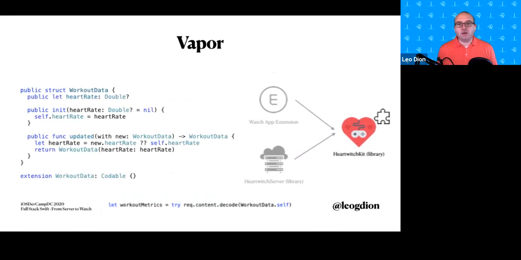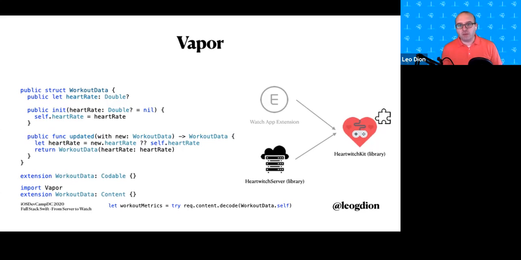So here's the code that's in Heartwitch Kit that is used by both the server and the watch app. All it does is contain a heart rate, and then all I have to do is make sure that it implements Codable and I'm good to go. On the server, there's a little bit of tweaking. I also need to add another protocol implementation, Content, but there's actually no implementation I need to do. I just need to make sure that I have Content implemented with this code snippet here. And then now I can use workout data both on the watch and the server without needing to duplicate my code in any way or support multiple different languages.